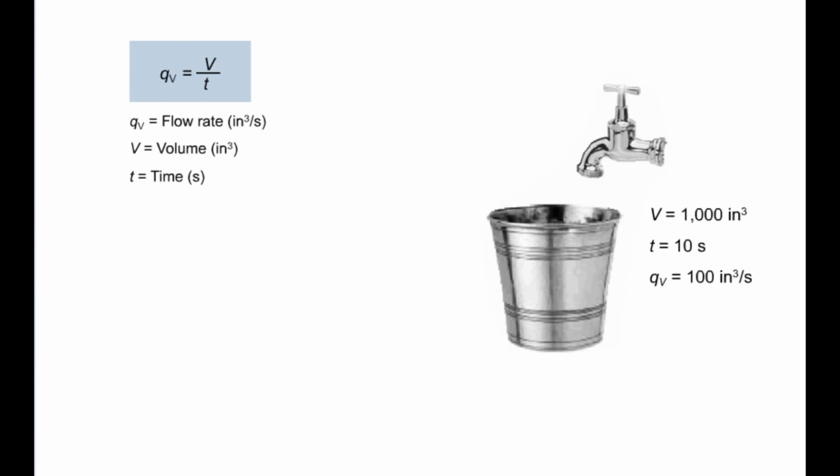Let us consider a container with a known volume. We now fill the container from a tap and we measure how much time that takes. From the known values of volume and time we can now calculate the flow rate of the liquid through the tap.